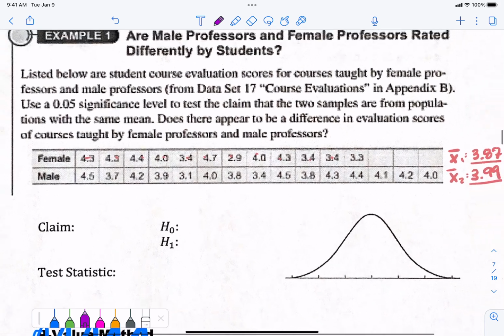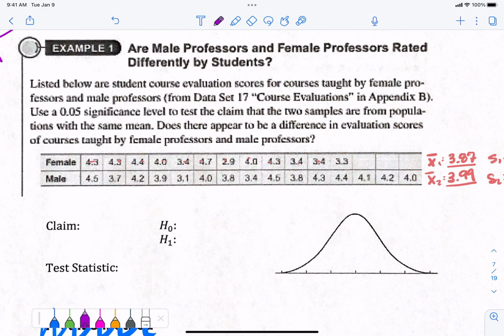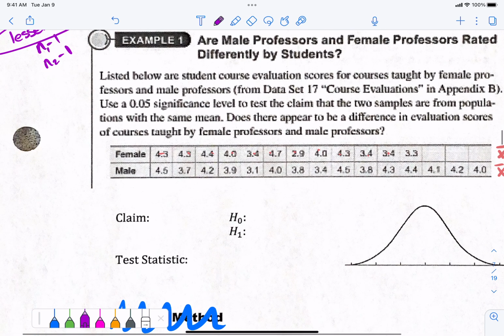Let's go down to this right here. They give us two things for females and males. When we look at females, we have fewer females that we surveyed than males, right? How many females do we survey? What is N1?